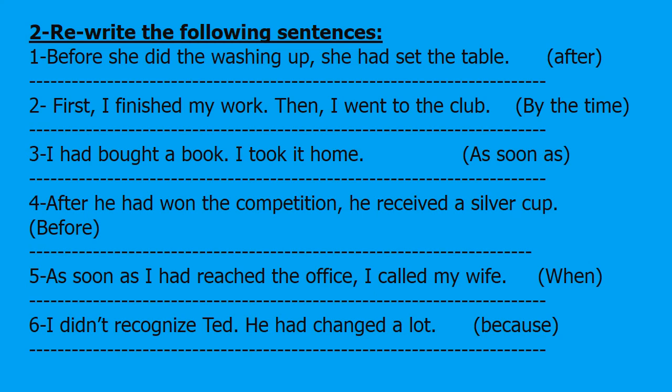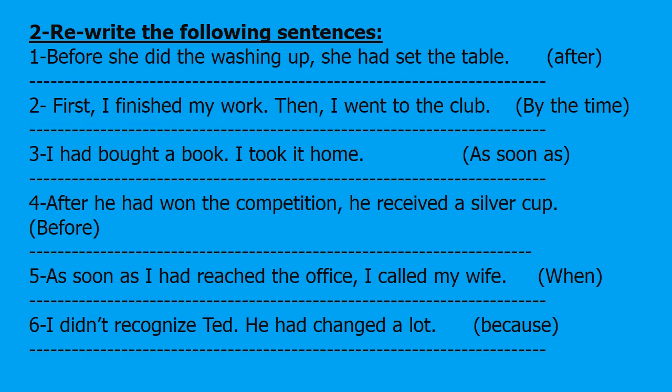Number 4, after he had won the competition, he received a silver cup. Here I want you to use the word before instead of after. So you have to exchange the sentences. So the answer will be, before he received a silver cup, past simple, comma, he had won the competition.